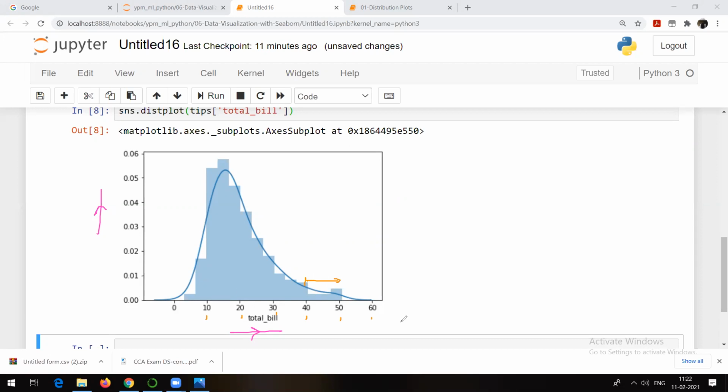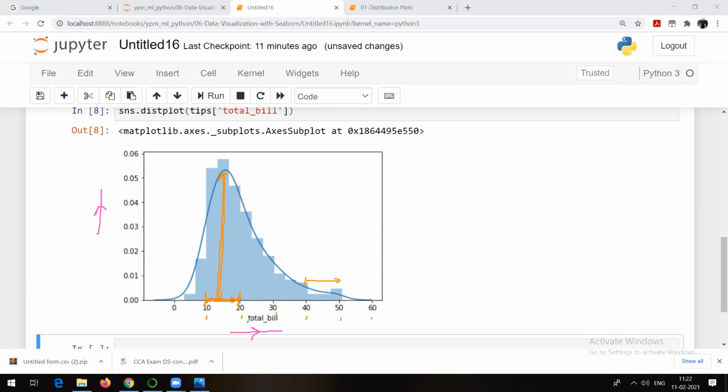Now, what type of bills are generated most of the time? You can see that between 10 and 20, this height is more. That means most of the people generate a bill between 10 and $20. Most of the times, a bill between 10 and 20 is generated. And there are very few people who generate a bill between 40 and 50 or more than 50. That's why this height is more here, because more values in this column are between 10 and $20.